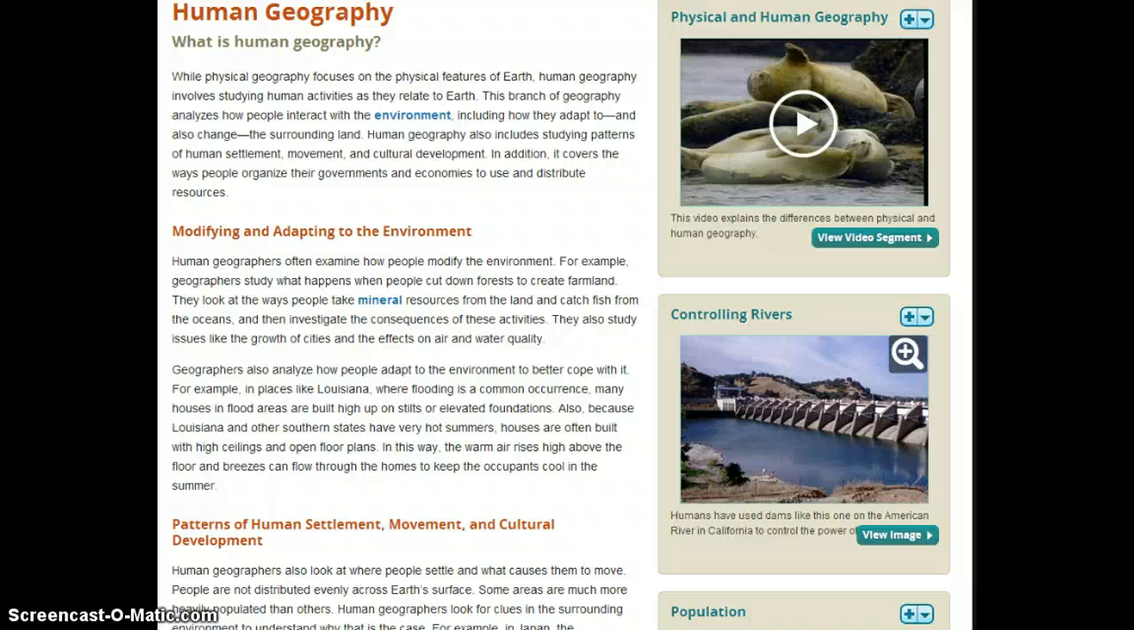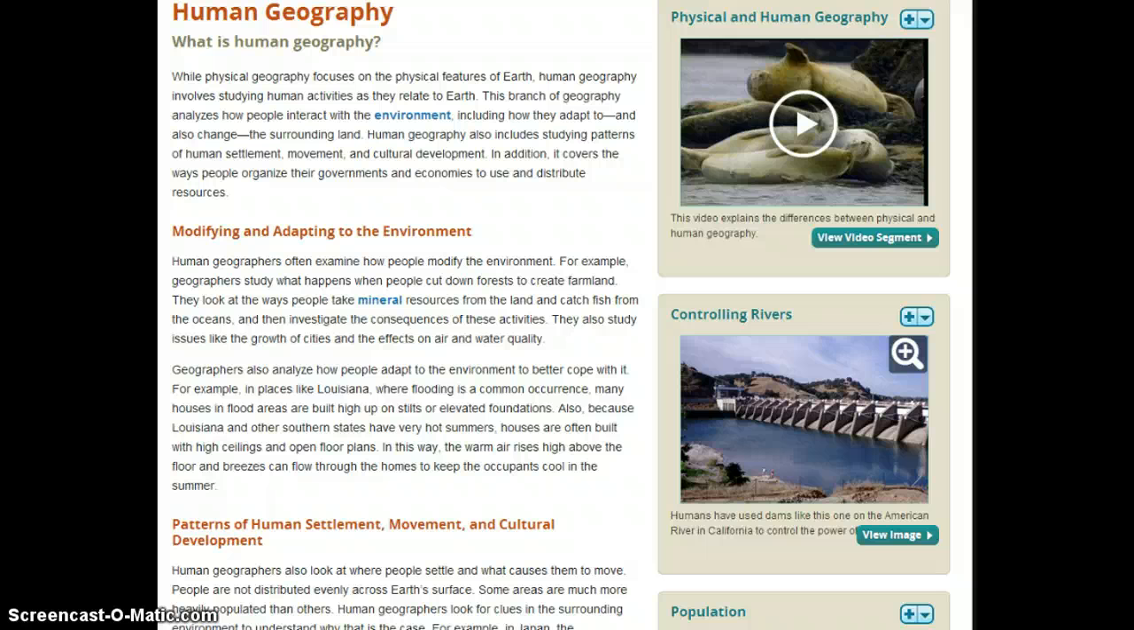Next step, human geography. While physical geography focuses on the physical features of Earth, human geography involves studying human activities as they relate to Earth. This branch of geography analyzes how people interact with the environment, including how they adapt to and also change the surrounding land. Human geography also includes studying patterns of human settlement, movement, and cultural development. In addition, it covers the ways people organize their governments and economy to use and distribute resources.